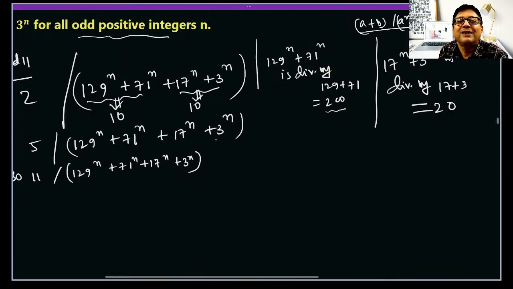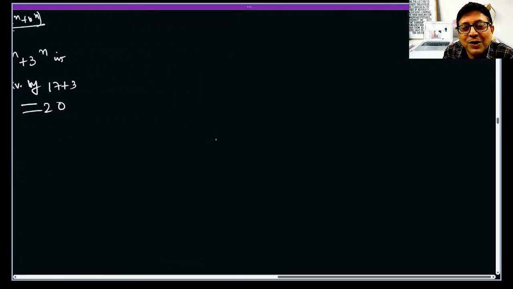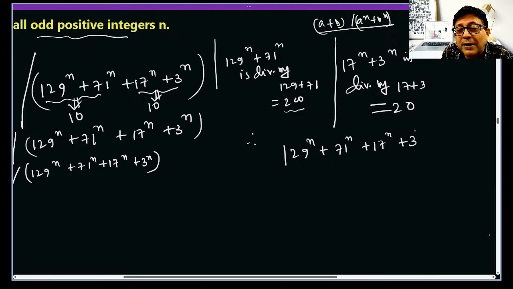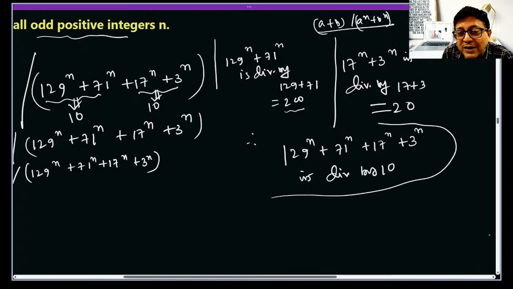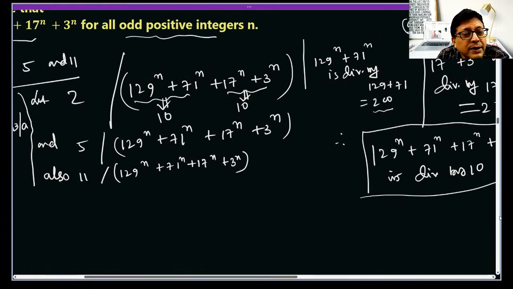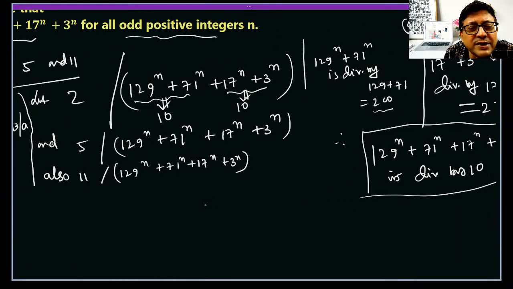So this one done. Therefore, the sum of these four numbers, 129 to the power n plus 71 to the power n plus 17 to the power n plus 3 to the power n, is divisible by 10. One part is done. 2 and 5 together done. Now to prove that this is divisible by 11 here, you go by this thing.